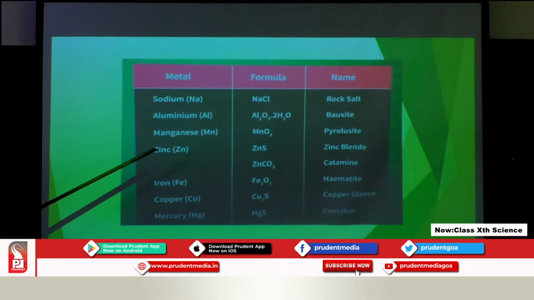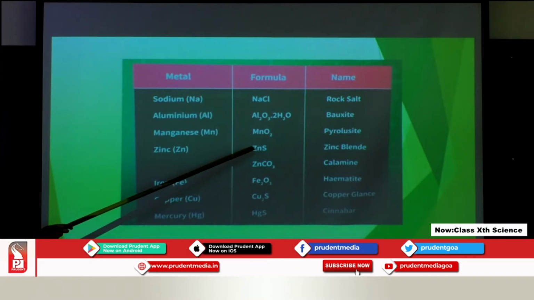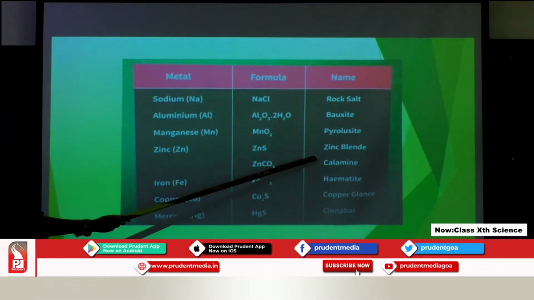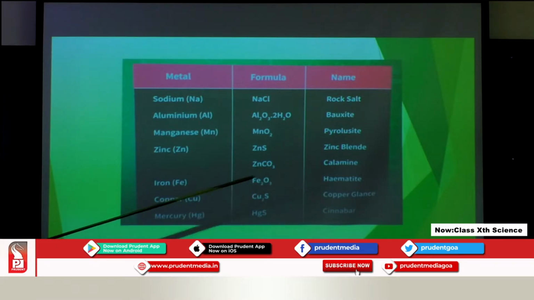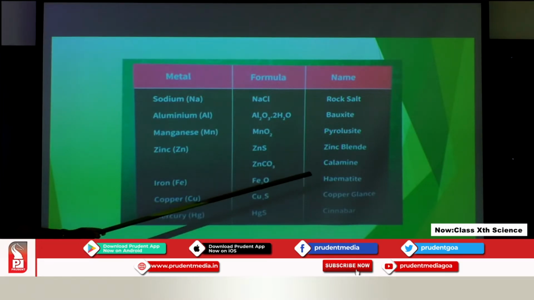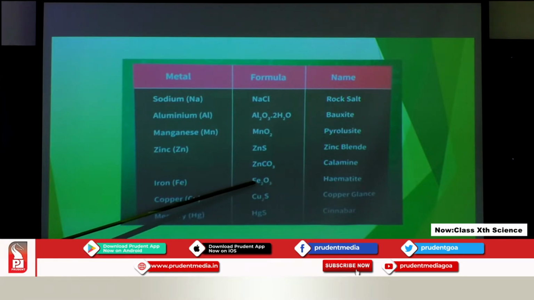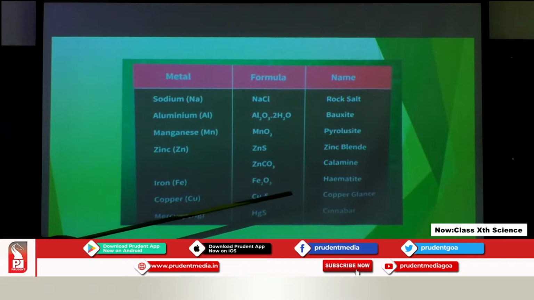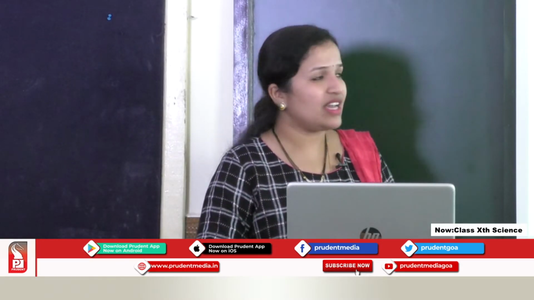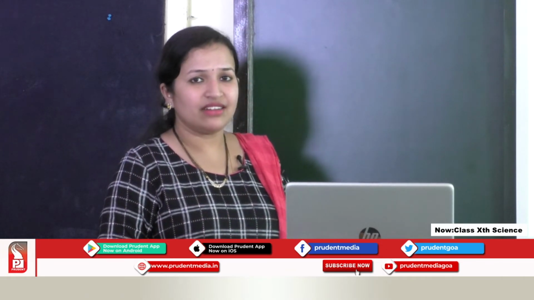Zinc is present in two forms. It is present as a sulphide ore and a carbonate ore. When it is a sulphide ore, it is known as zinc blende. When it is a carbonate ore, it is calamine. Iron, the ore of iron is hematite, present in oxide form, Fe2O3. Copper, as copper glance, the formula is copper sulphide, Cu2S, S is sulphur. Mercury, the name of the ore of mercury is cinnabar, and the formula is HgS, Hg is the symbol for mercury and S is the sulphide which is attached. So these are the names of a few ores which are present in the Earth's crust.